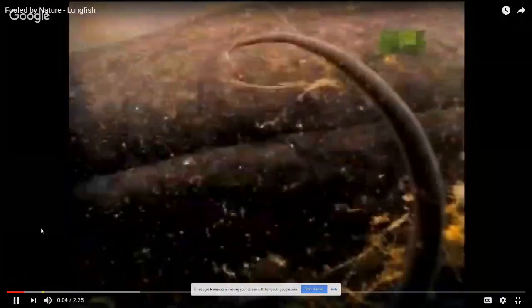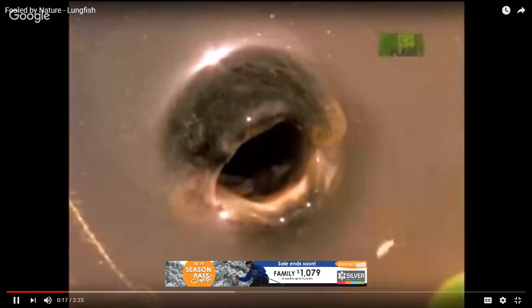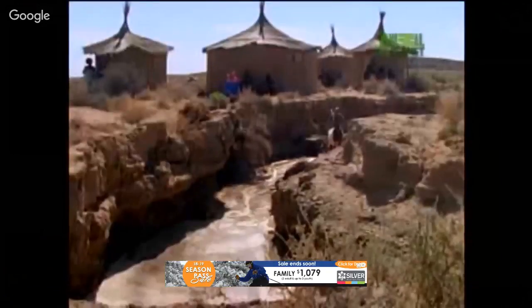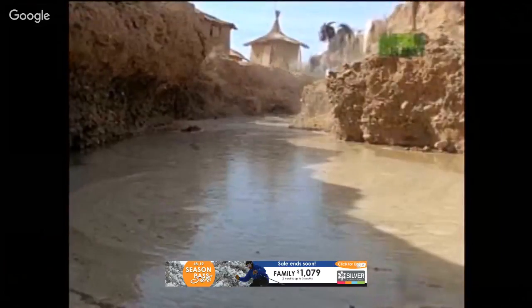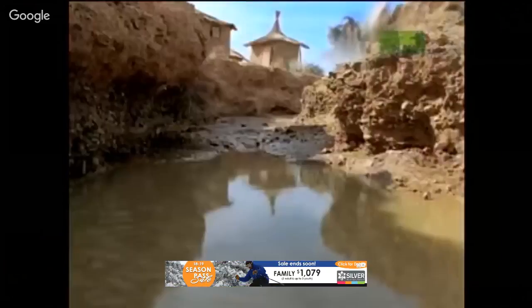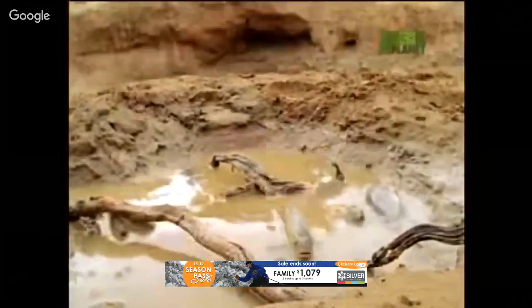Southern Africa is home to a very primitive fish with some extraordinary abilities. It's the lungfish, and while it has gills like any other fish, it can also breathe air directly using a modified swim bladder that acts as a lung. When water levels are high, this isn't so important, but the rains will eventually fail, and the constant burning sun will dry up all the water. Fish are left flapping at the surface as the waters disappear.